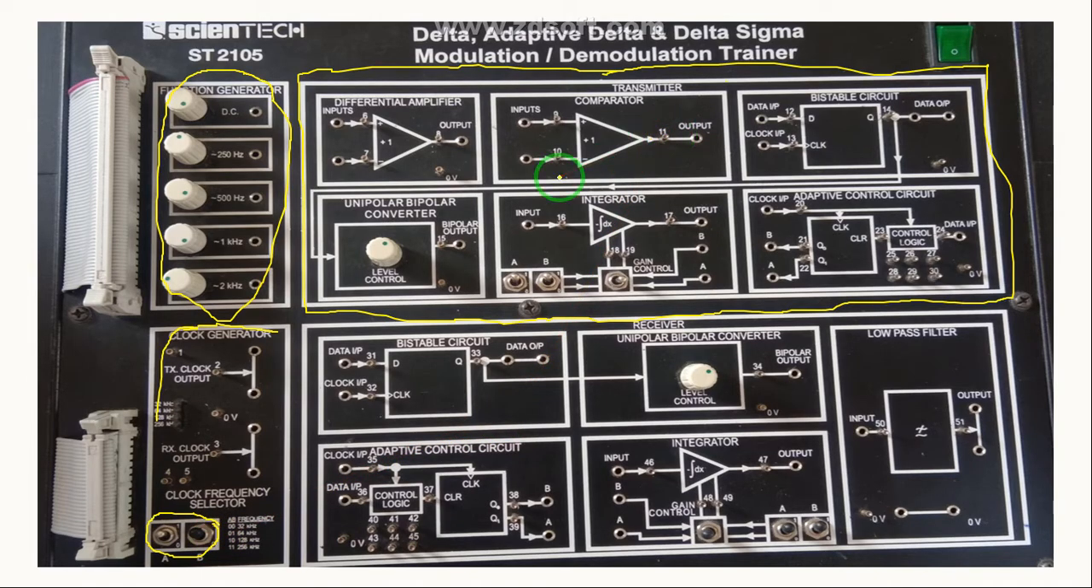Now guys, this is the comparator that we studied in the block diagram. So what we are going to do is connect this analog input to the positive input of this comparator.